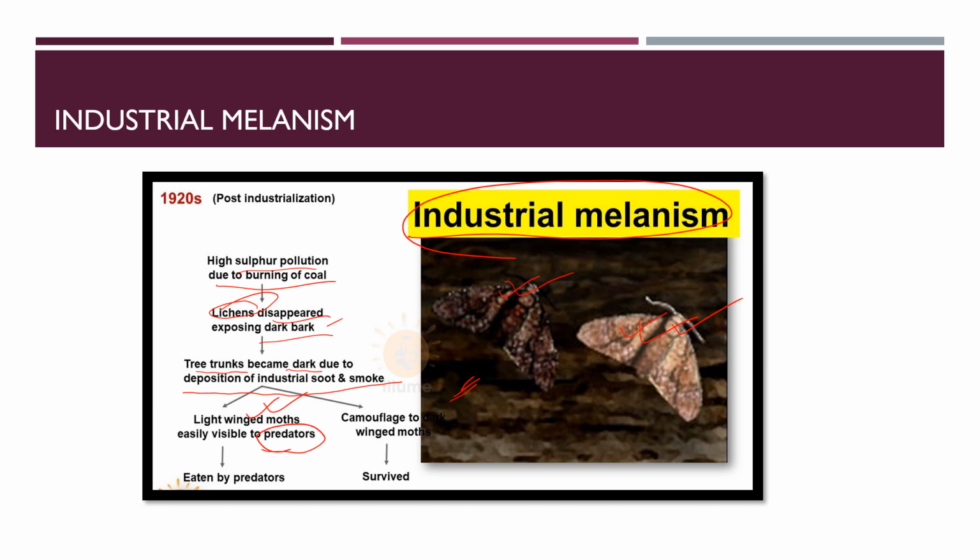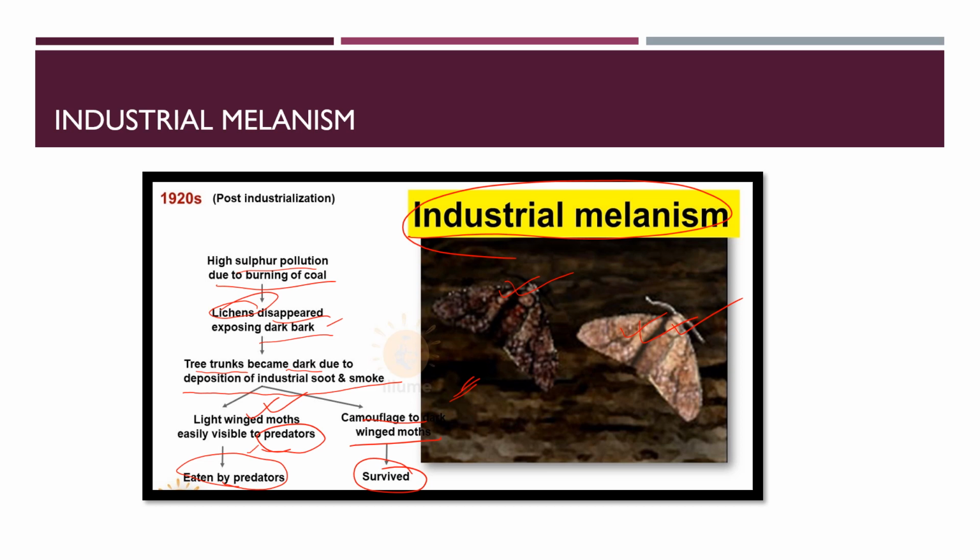So gradually, the light-winged moths were eaten easily by the predators. So to camouflage, they changed the color of the wing to the dark one. And those who were able to change their light colored species to become dark colored species, those who mutated rather, leading to dark colored moths from the light colored moths, they survived.